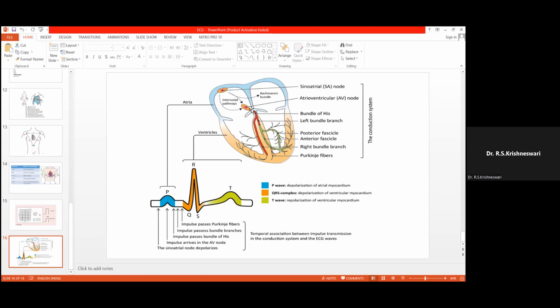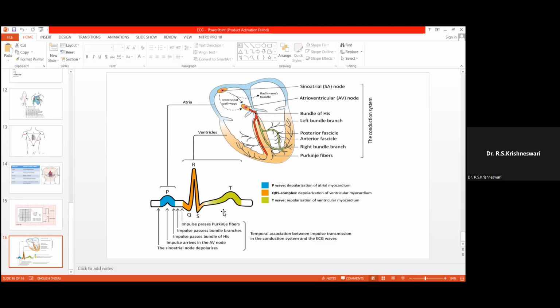And what happens once the ventricle contracts? This blood will be pushed to the aorta and the pulmonary artery. So what happens when the blood is pushed upwards, the pressure in the ventricle is reduced and the ventricle goes for relaxation. And when the ventricle relaxes, T wave will be produced.